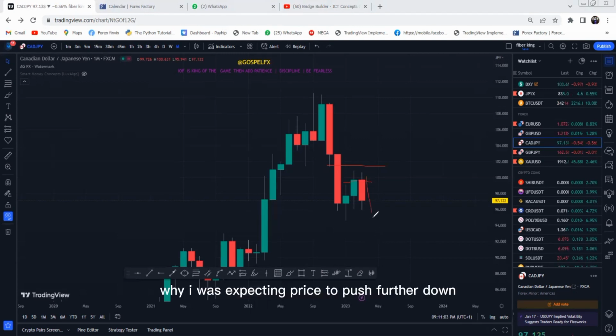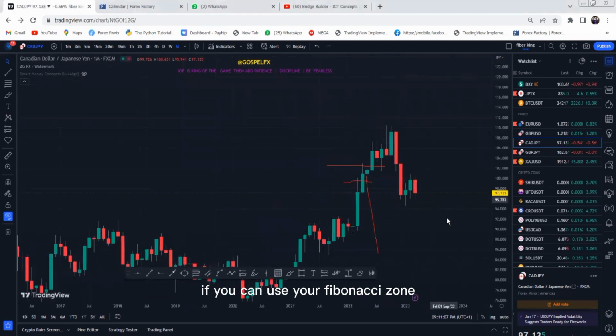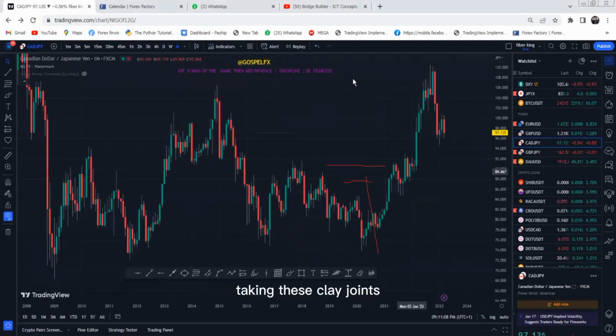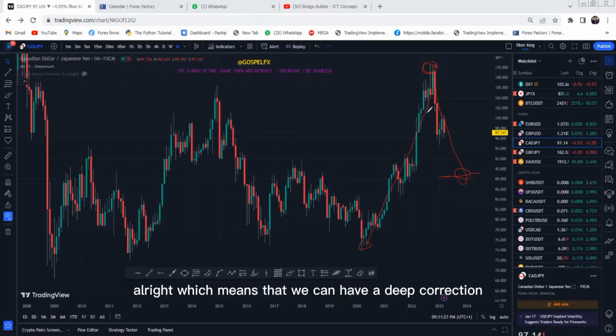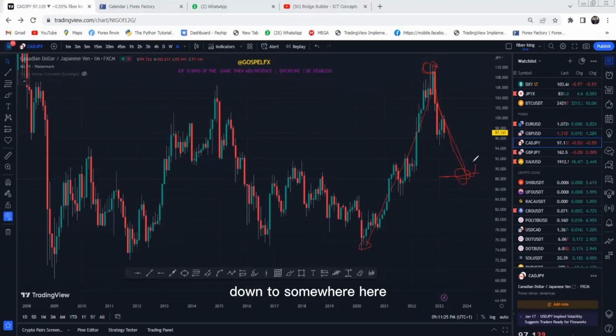Now, why I was expecting price to push further down: you can use your Fibonacci zone, taking this clear drawing, taking this as a high and then as a low. If you pull your Fibonacci from here to here, you discover that around this area is the equilibrium of this range. Which means that we can have a deep correction down to somewhere here before maybe retesting these levels, before price can continue up.